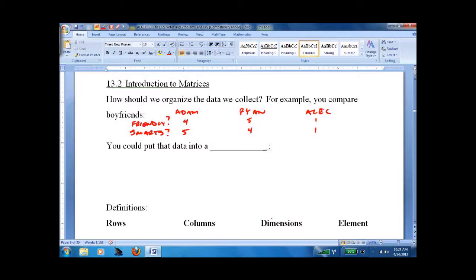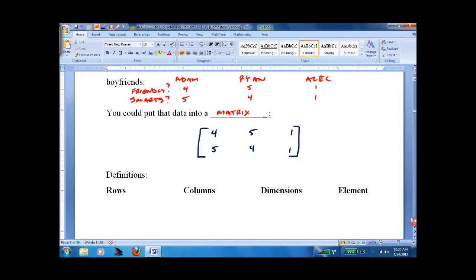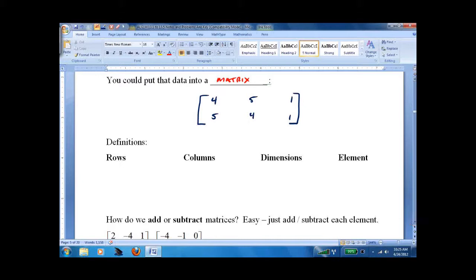So how would we organize that data? Well, I've actually already set it up. We call that a matrix. And a matrix has these funny little brackets. Let's put this data in. So we just put it in 4, 5, 1, 5, 4, 1. And that's a matrix. And data is organized. Each spot has one piece of data, one element in it.